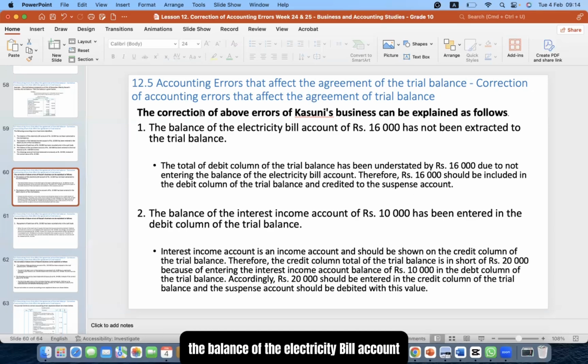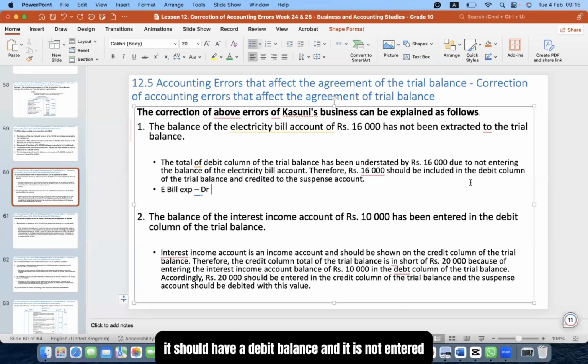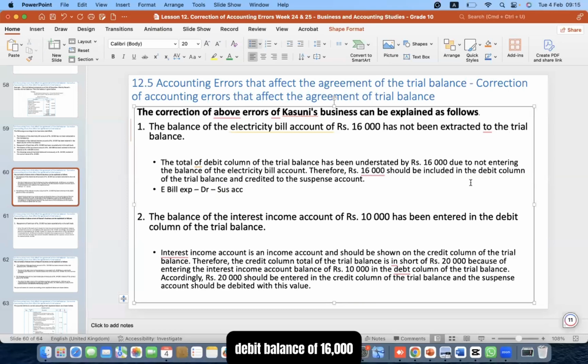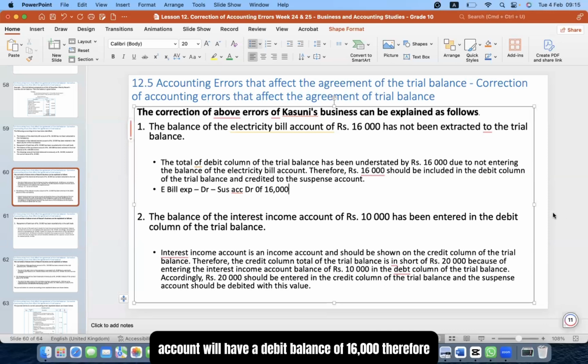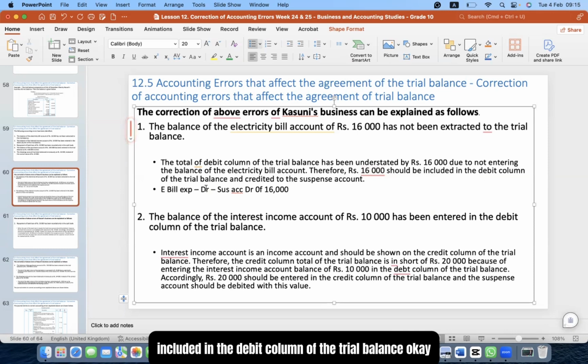Now, the balance of the electricity bill account, 16,000, has not been entered in the trial balance. The electricity bill is an expense, so it should have a debit balance and it is not entered. So your suspense account will have a debit balance of 16,000. Therefore, what should be done? This 16,000 should be included in the debit column of the trial balance. Suspense account debit balance 16,000.